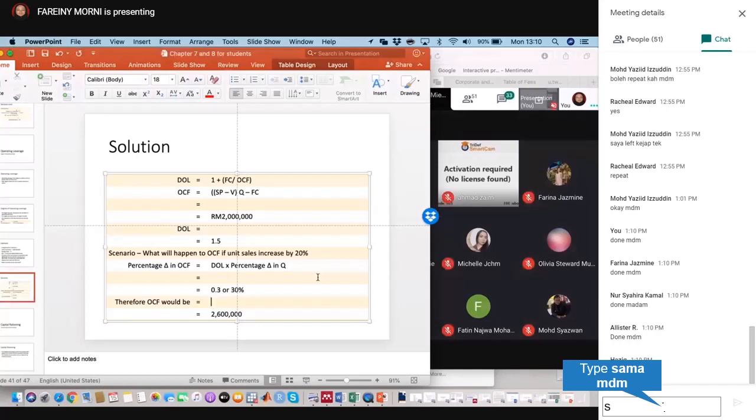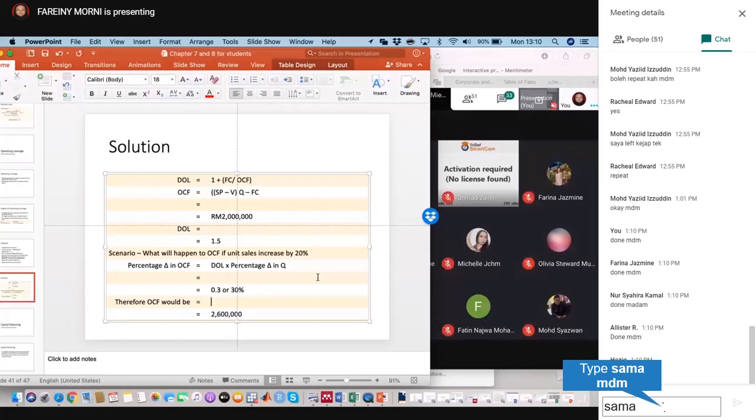All right, so first you have the formula for your DOL, which is 1 plus FC divided by OCF. So then you need to calculate your OCF. In this case, it's selling price minus variable cost times the selling quantity, which is 300 just now. Selling price 25,000, variable cost 15,000, times 300, minus fixed cost of 1 million. So your OCF you should get 1 million. And then your DOL, tadi, 1 plus fixed cost over OCF is 2 million. So fixed cost 1 million divided by 2 million, so you get 1.5.